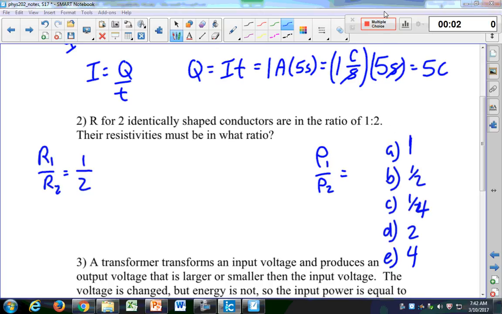Let's try this. Tell me, what is the resistivity of rho 1 to rho 2, that ratio? Or we could rewrite it as rho 1, rho 2, and then we'd write these like this: 1 to 1, 1 to 2, 1 to 4, 2 to 1, or 4 to 1. Those are identical expressions. What is the relationship of rho 1 to rho 2, the ratio?